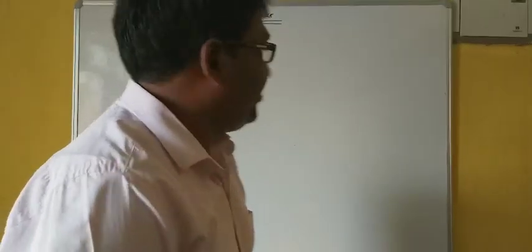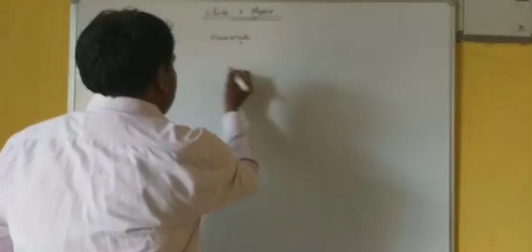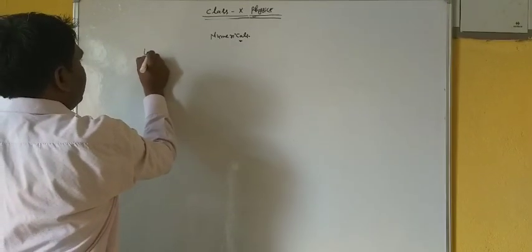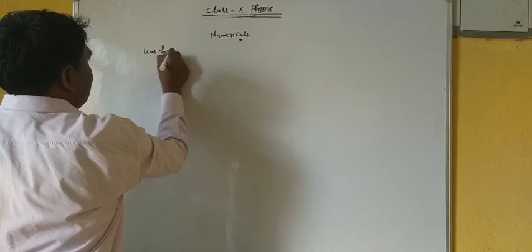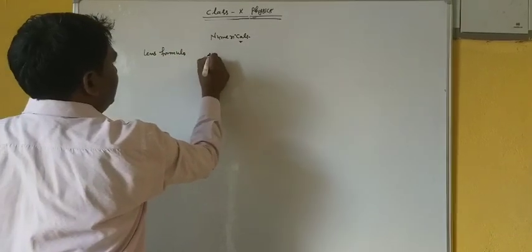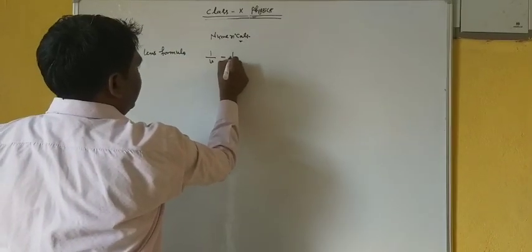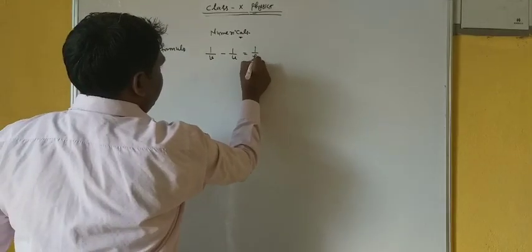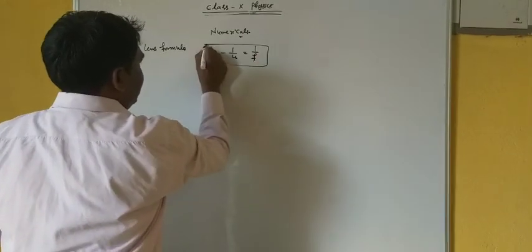See, a numerical: an object is placed at a distance of 10 centimeter in front of a concave lens. Before starting numericals, I am writing these formulae which you can use. One formula is the lens formula, that is 1 by V minus 1 upon U is equal to 1 by F. This is your lens formula.